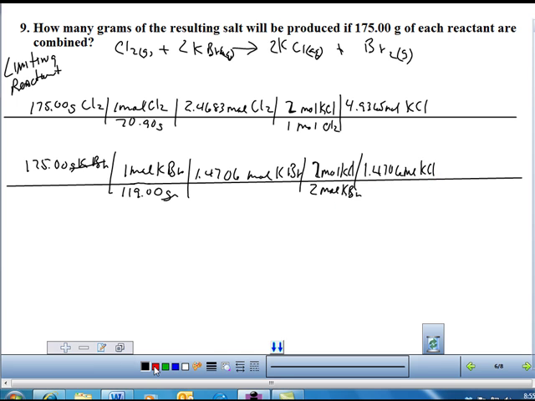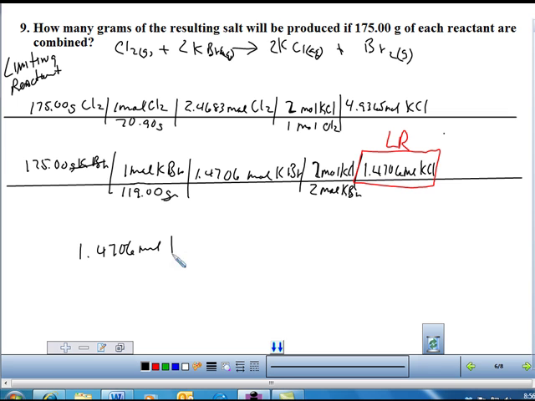So now we know that this is the limiting reactant, the one that produces the least product. In other words, it limits the reaction. Okay, so that's the limiting reactant, and the importance there is that's the one we're going to use to calculate the final answer.